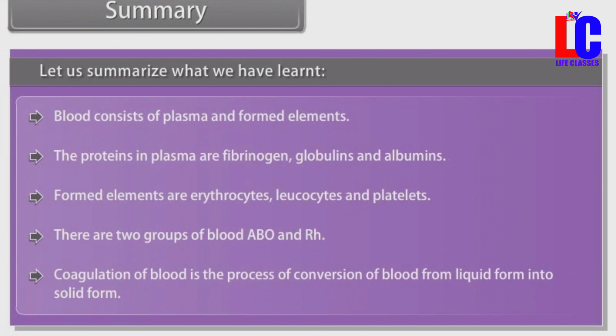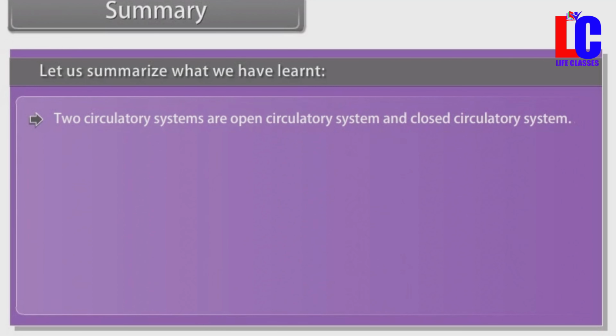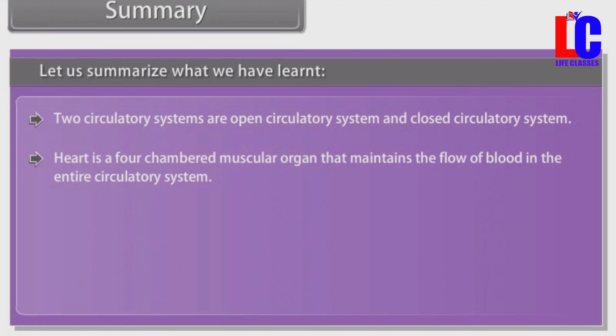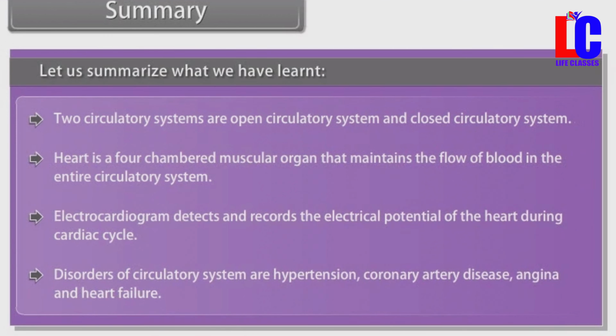Coagulation of blood is the process of conversion of blood from liquid form into solid form. Two circulatory systems are open circulatory system and closed circulatory system. Heart is a four-chambered muscular organ that maintains the flow of blood in the entire circulatory system. Electrocardiogram detects and records the electrical potential of the heart during the cardiac cycle. Disorders of circulatory system are hypertension, coronary artery disease, angina and heart failure.